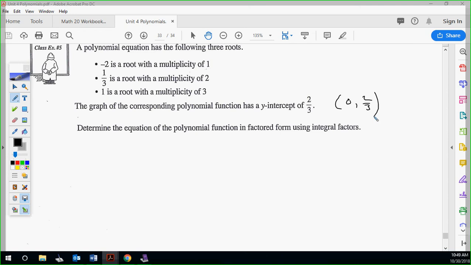Okay, so we need to write out first, and we're still solving for C, so nothing's changed. We're going to say our p of x, our polynomial, is C times x plus 2. So 1/3, how do we get 1/3 again? 3x minus 1, and it has a multiplicity of 2, so squared. And then we have 1 is a root with multiplicity of 3, so that's x minus 1 cubed. And so now we have it built.